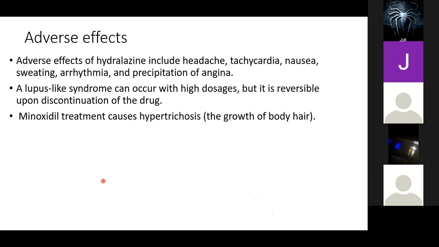Some of the adverse effects include headache, tachycardia, which is a reflex mechanism, and nausea. We will treat that for level 400. Nausea and vomiting, which one precedes the other. And sweating, arrhythmia, and precipitation of angina. Also, you have a lupus-like syndrome, which can occur at high doses, but it is reversible when you stop taking the drug. Also, minoxidil can cause hypertrichosis, which is the growth of body hair.